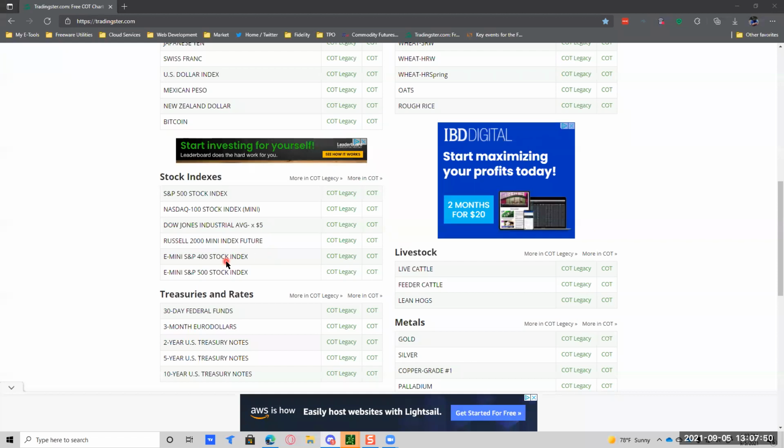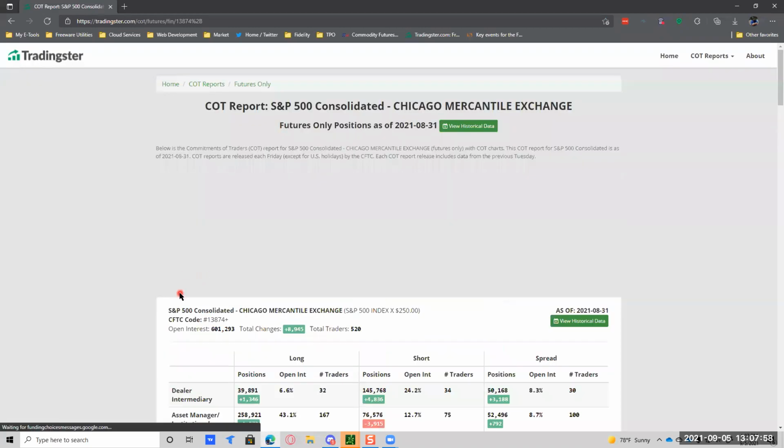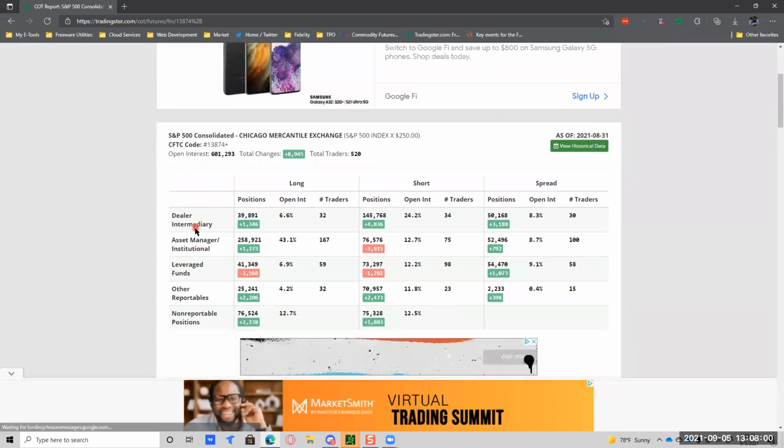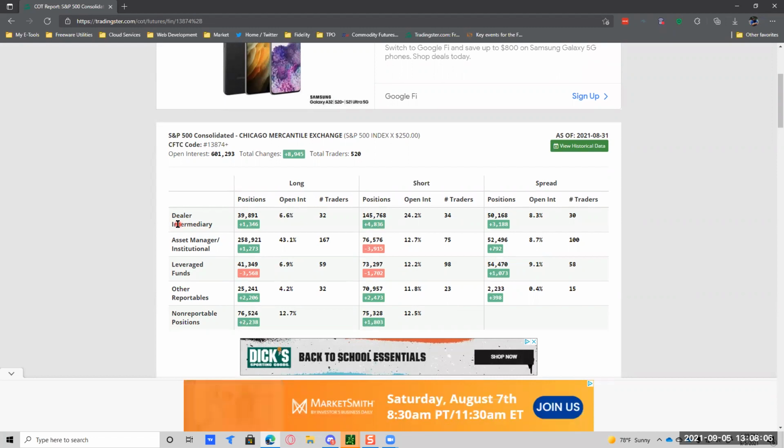All right, so just start with the ES full. We don't really look at the dealer intermediary. That's like the sell side. So, it doesn't really do us a lot of good on a week-to-week basis to go in and look at that. It's not what we want to focus on.